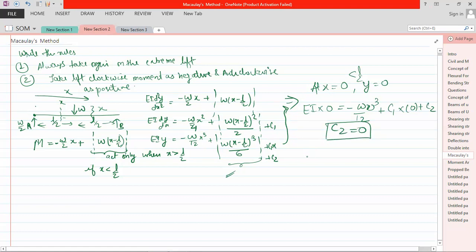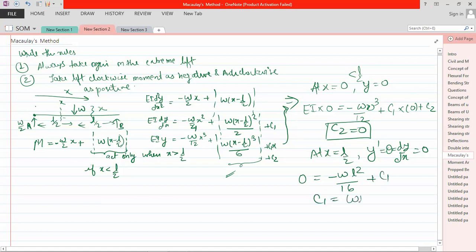Now, what is C1? For C1, we will take at x is equal to L by 2, y prime, that is theta, or that is dy by dx, is equal to 0. Now at x equal to L by 2, if we operate this term, it will be 0 anyway, so we will not operate it. It should be at greater than only. So 0 is equal to, putting L by 2, W L square by 16 plus C1. So your C1 will be W L square by 16.